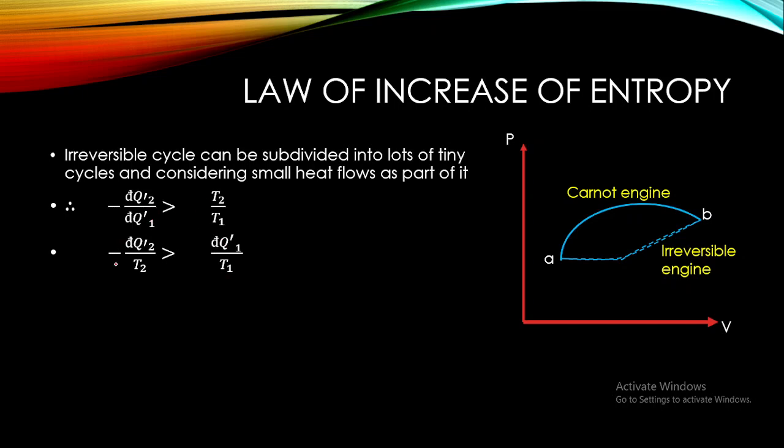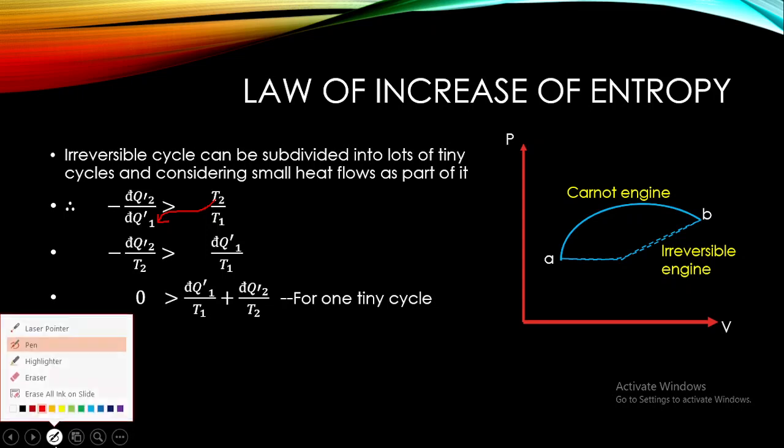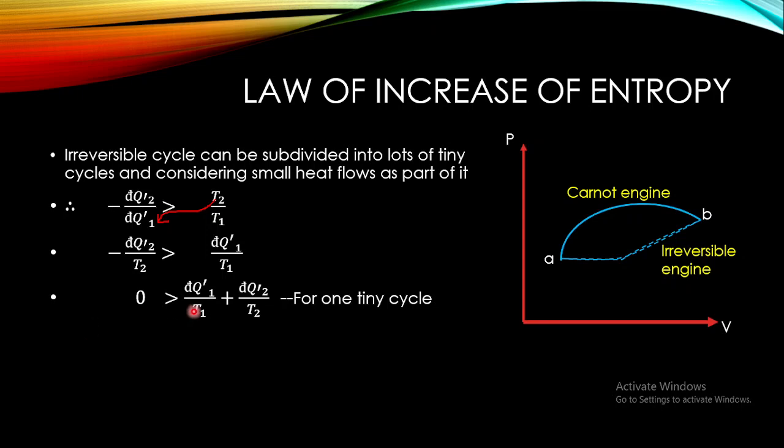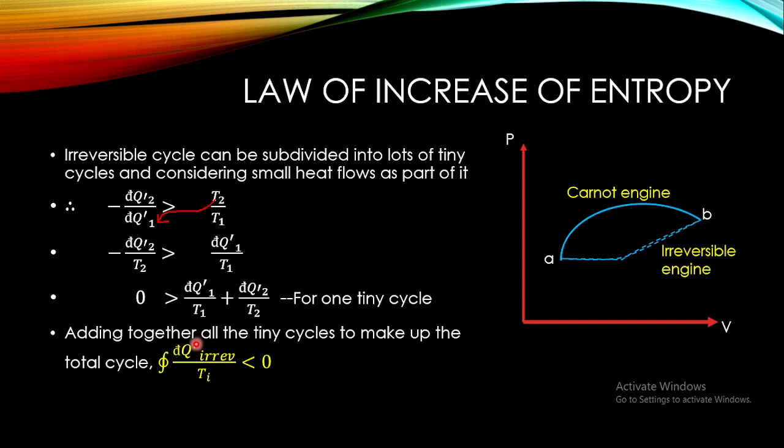And by just rearranging it, I have minus d̄Q2 prime divided by T2, taken to the RHS, is greater than d̄Q1 prime by T1. And by taking this to the RHS, I have 0 is greater than d̄Q1 prime by T1 plus d̄Q2 prime by T2 for one tiny cycle. So that is for a single tiny cycle.